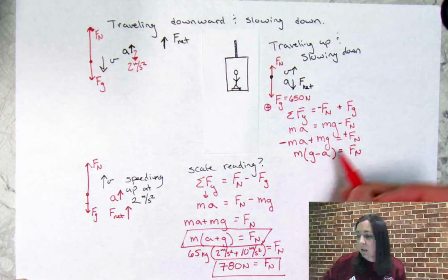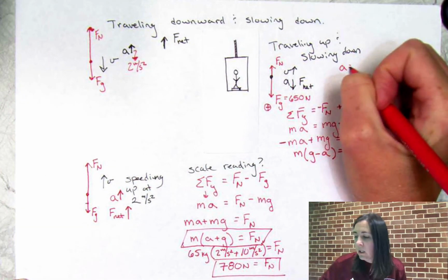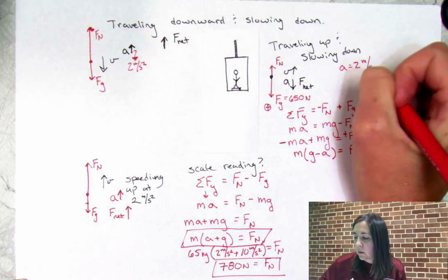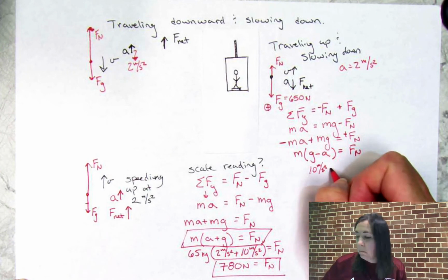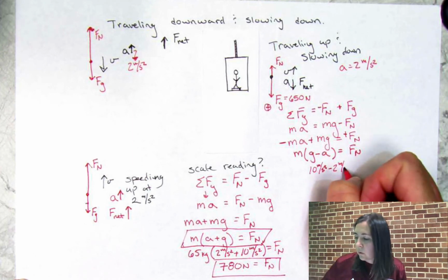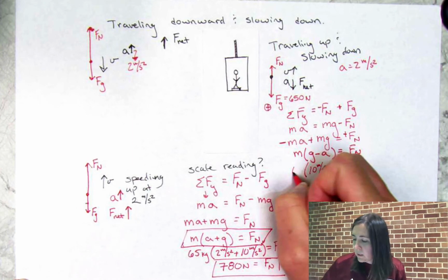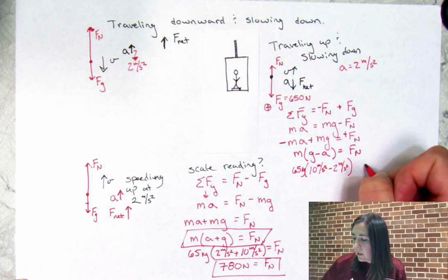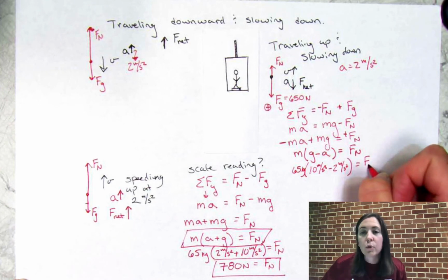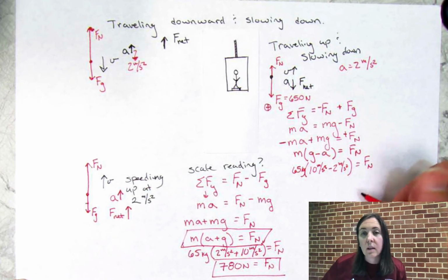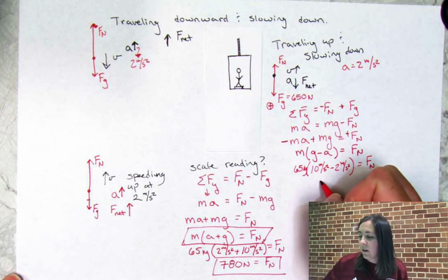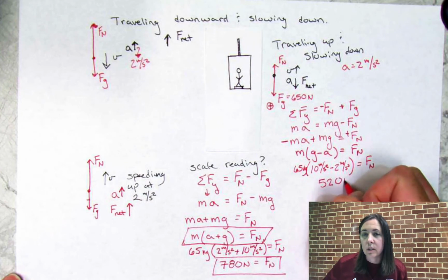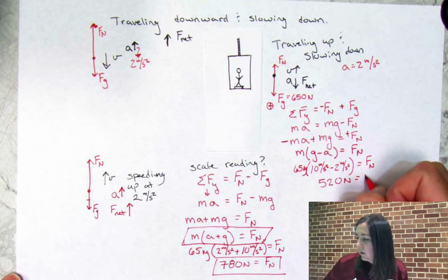We could plug these in if we were saying the acceleration is 2 meters per second squared. Then that gives us 10 meters per second squared minus 2 meters per second squared, times 65 kilograms. This will give us our normal force, which will be less than the force of gravity, at 520 newtons, if I did my math right.